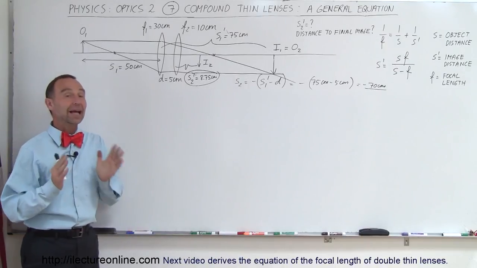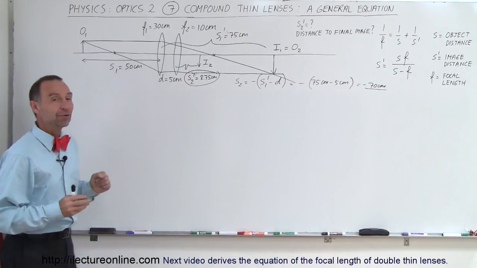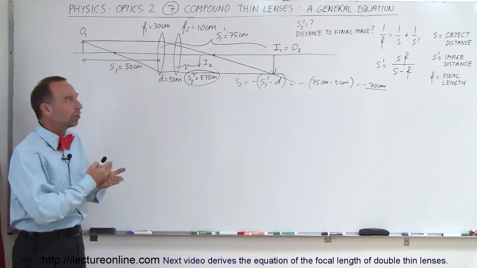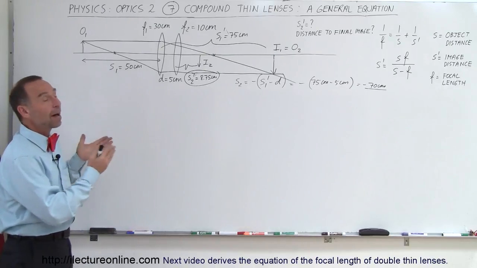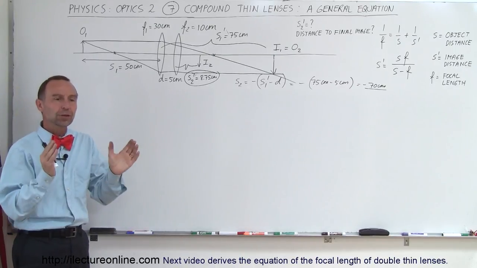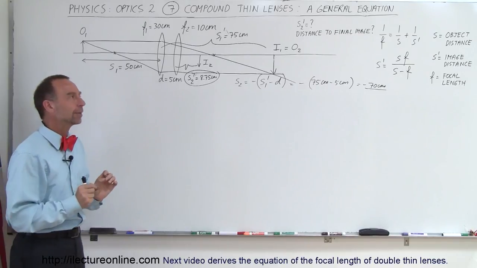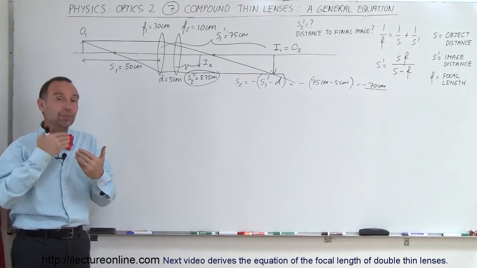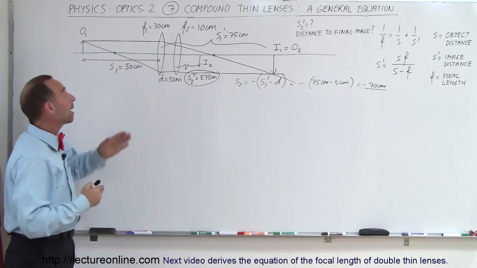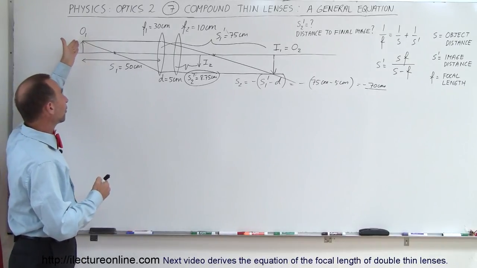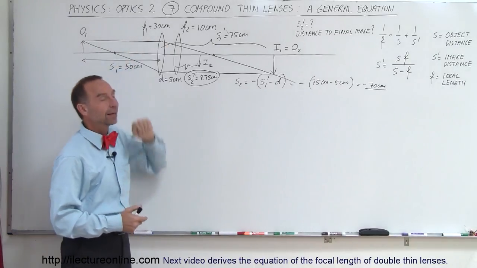Welcome to Lecture Online, and now we're going to take the very same problem we did before and use it to develop a general equation for what we call a compound thin lens problem. So two thin lenses placed close together, and be able to calculate the position of the final image based upon putting an object in front of the lenses and knowing the focal length of the two lenses.